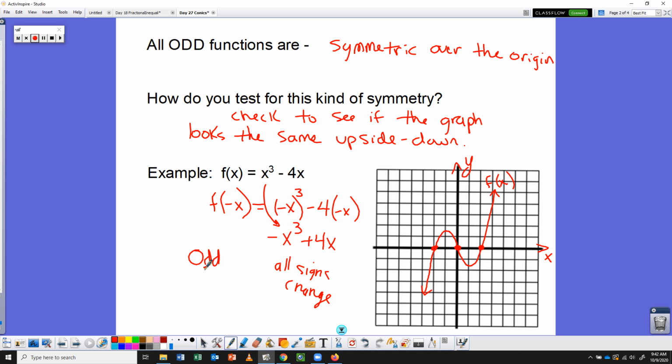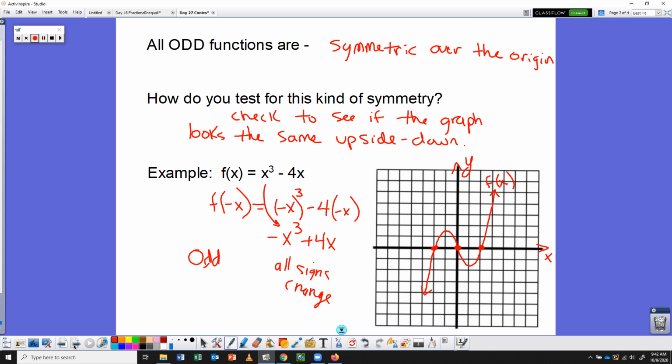So an odd function is symmetric over the origin. An even function is symmetric over the y-axis. And if you have a function that doesn't exhibit either one of these kinds of symmetries, if it's not able to be folded over the y-axis or it doesn't look the same upside down, then it's a neither.